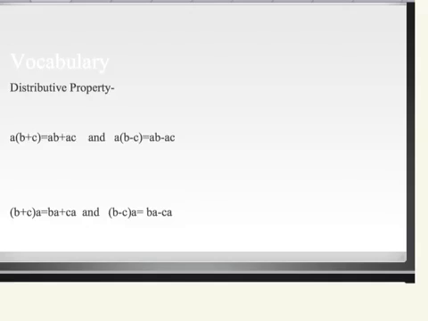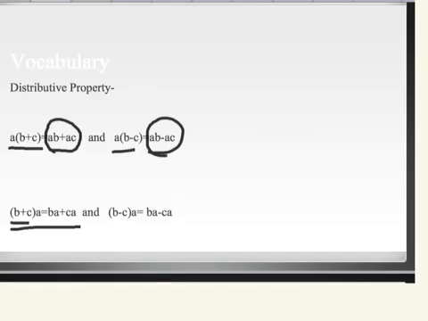So the distributive property says when I have a times a quantity of b plus c, it is equivalent to this thing here, a times b plus a times c. And similarly, when I have a times the difference of b minus c, I get this value here. They're equivalent. And I could also change the order. I could have the quantity first and then the number that I'm multiplying by on the outside, on the right side, and I'd still multiply through in either case.